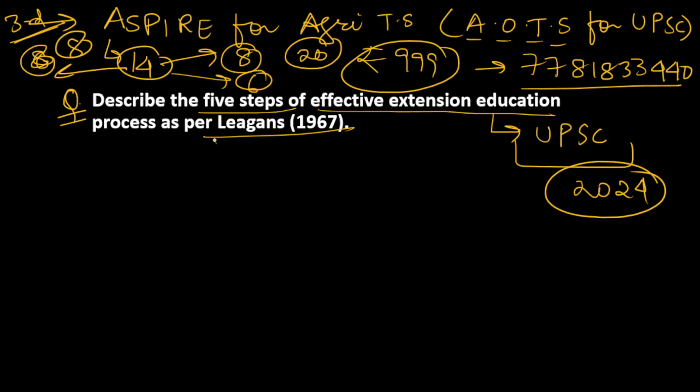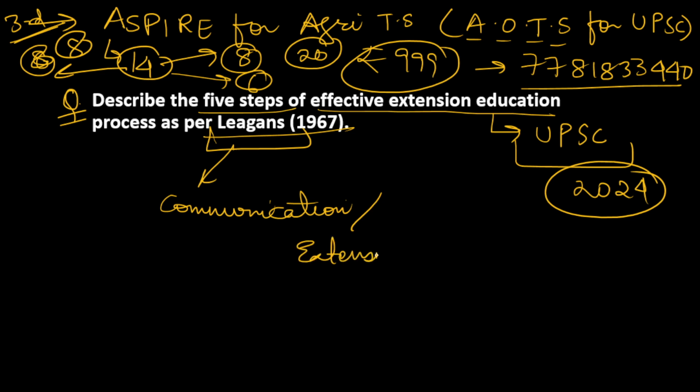First of all, we should know who Leagans is. Leagans is a very important person when it comes to communication. He has written several books and spoke very much about communication, about extension education, everything related to communication and extension. He has done great extensive work, and as per him, there are 5 steps of effective extension education, which we will discuss.